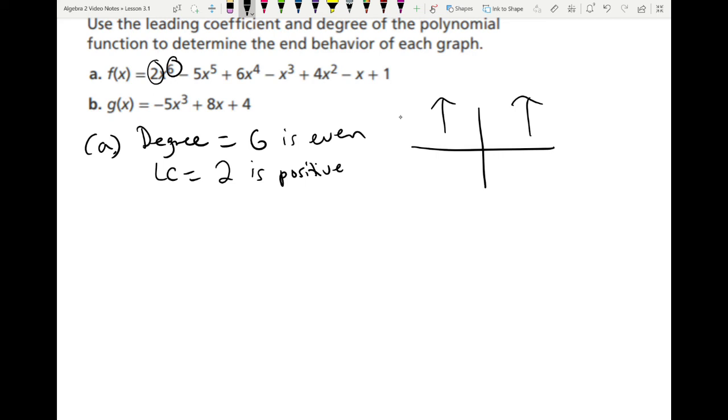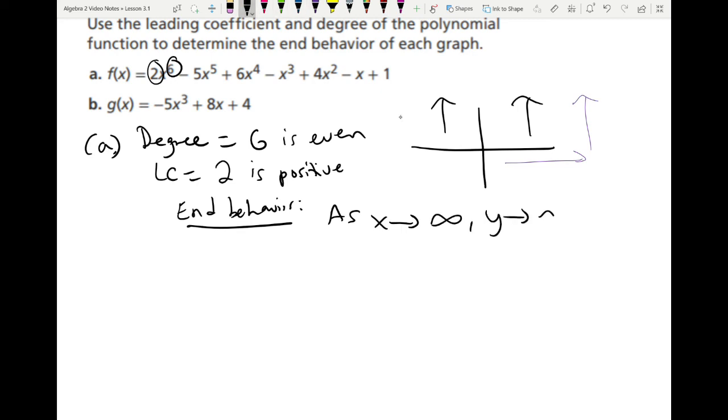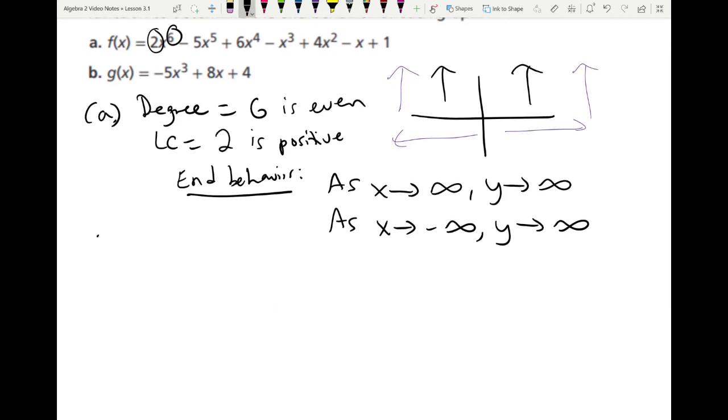So if we were to write the end behavior, we would write it as: as x approaches positive infinity, y approaches positive infinity, and as x approaches negative infinity, y approaches positive infinity. All right, that's my end behavior. Now let's look at part B.